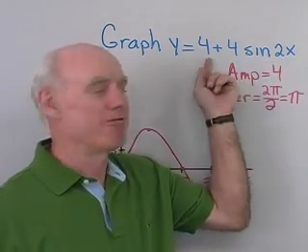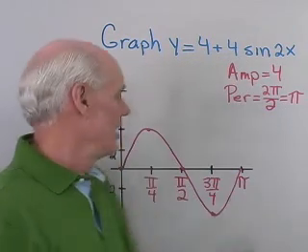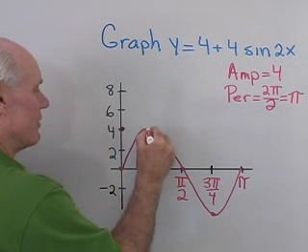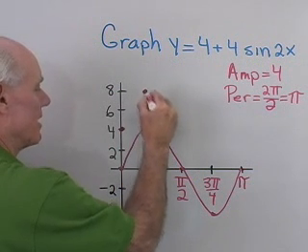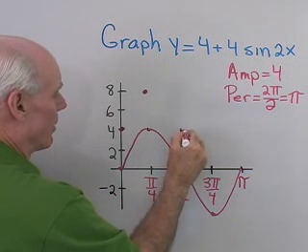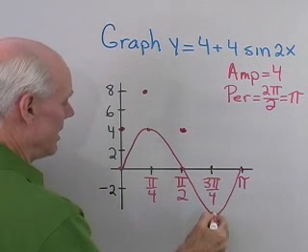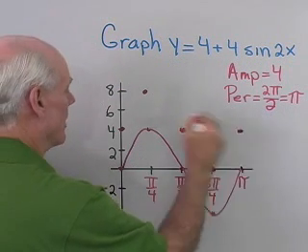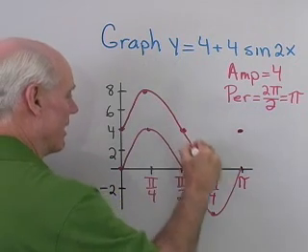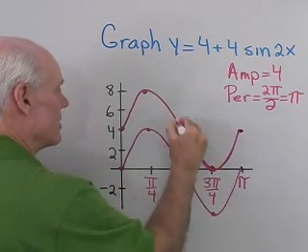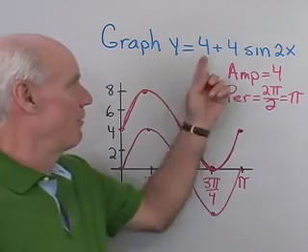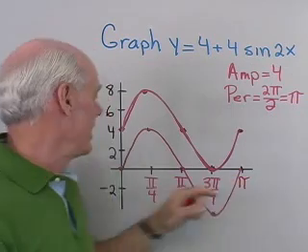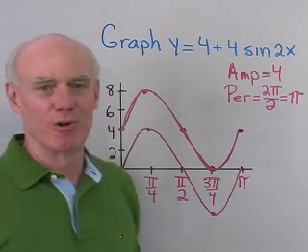Now what I want to do is add 4 to each one of the points on that graph. So where this graph is 0, when I add 4, I'll get 4. Where this graph is 4, when I add 4, I'll get 8. Again, when it's 0, I add 4 and I get 4. Here I have negative 4, and when I add 4 to that, I get 0. And at 0, again, it's 4. So when I add 4 to that graph, I get this graph. So here is the graph of y equals 4 plus 4 sine 2x, amplitude 4, period of pi, and it has a vertical translation of 4 units.